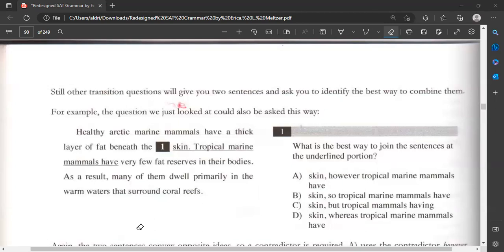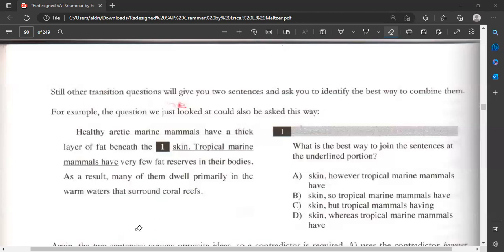So tropical marine mammals have few fat reserves. That is incorrect because Arctic marine mammals and tropical marine mammals are two different things. So just because one has thick layers of fat, that's not the reason why the other one should have thin or few fat reserves, right? So healthy Arctic marine mammals have a thick layer of fat beneath the skin. Tropical marine mammals have very few fat reserves. So we should have a contradiction here. So we have C and D, we have but and we have whereas. Okay, so C and D, but and whereas are both contradicting transitions.